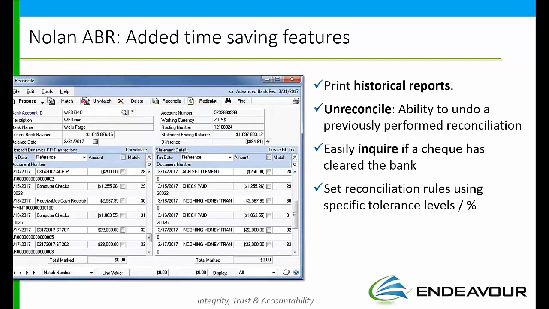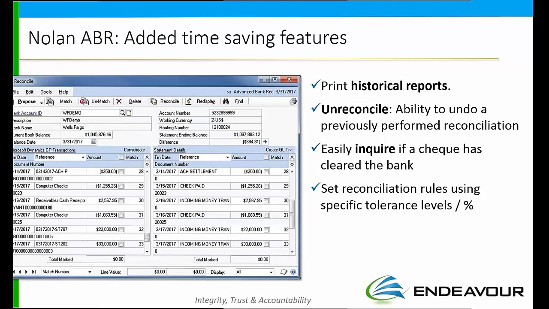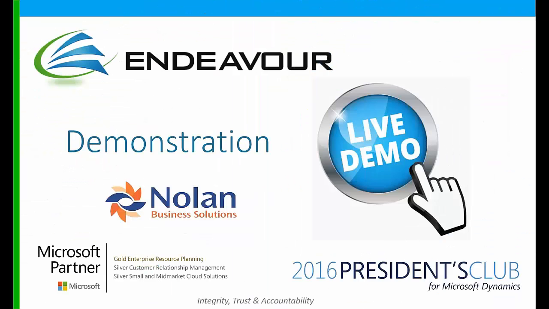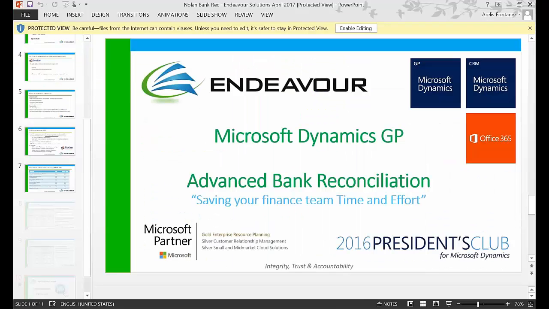If for any reason you make a mistake and you need to unreconcile, you have the ability to unreconcile reconciliations in ABR. And if you need, you can also verify if a check number cleared the bank by using our inquiry window. And there are reconciliation rules that you can set up by tolerance values, and I will show you that in the demo. Okay, so let's get to it.